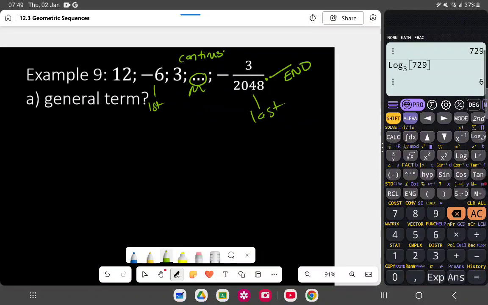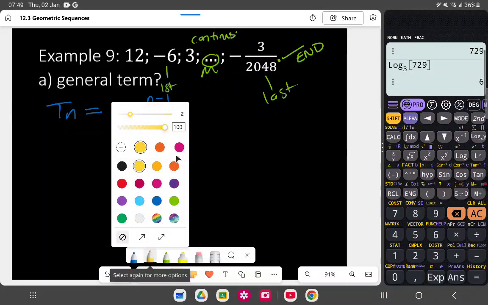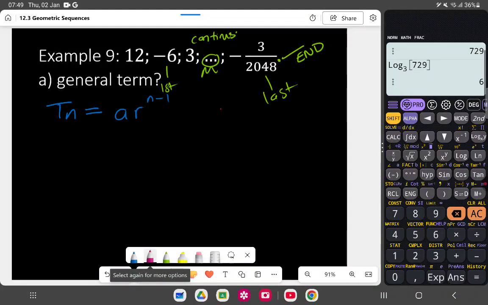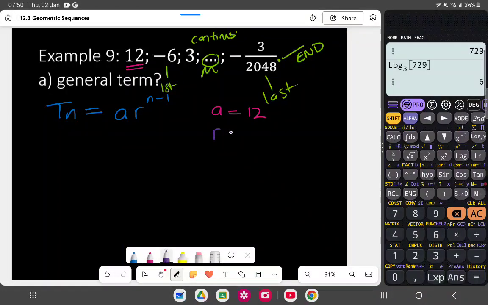Okay, so let's answer the first question. What is the general term? Start with your formula. Term n is equal to, it's geometric, so this is a r to the n minus 1. Now, what do we need for this to work? We need to know what a is. a is equal to 12. Now we need to know what r is.